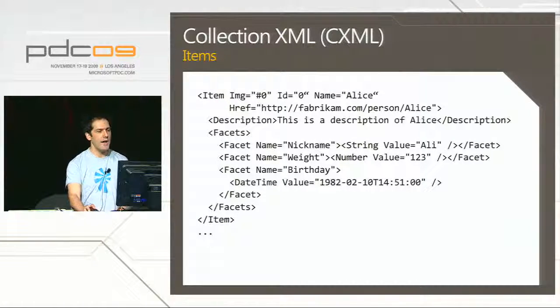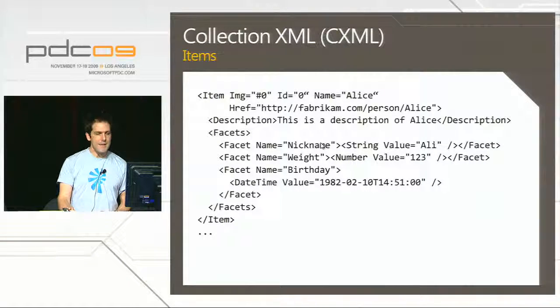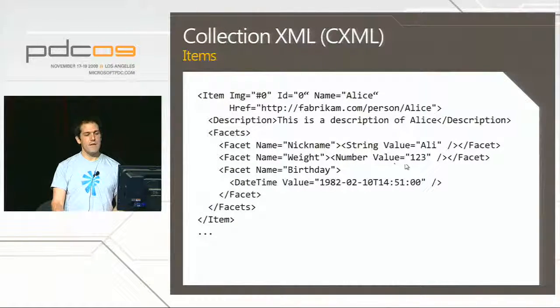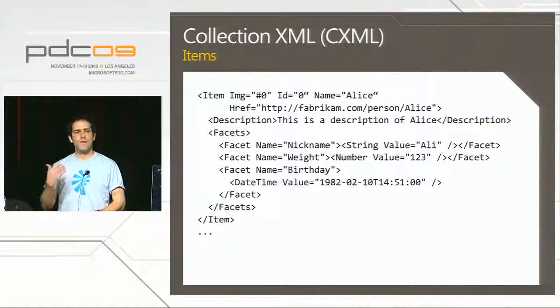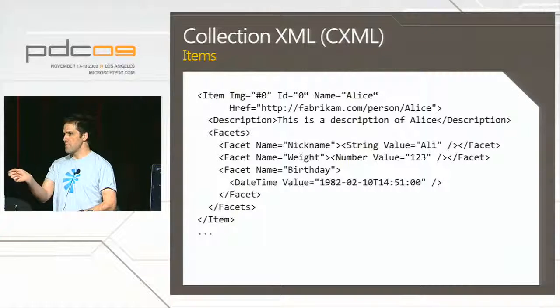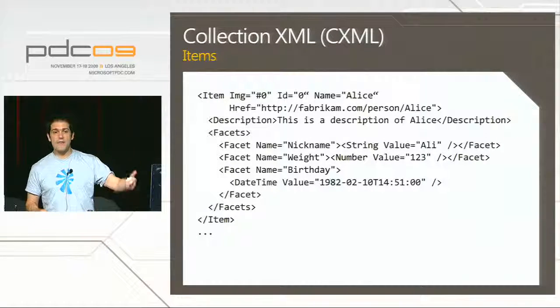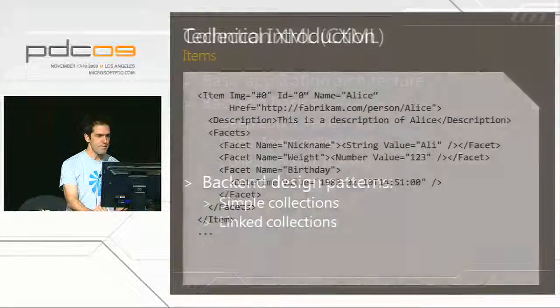So here for one item, which has the name of Alice, we can assign a URL to Alice as well, and a description. We say that Alice's nickname has the value of Ali. Her weight is 123, and her birth date has this date value. And we support a couple of data types to surface different sorts of experiences. Like you may have noticed that for numerical values, I was using a slider at some point, and for textual values, I was clicking on facets themselves.